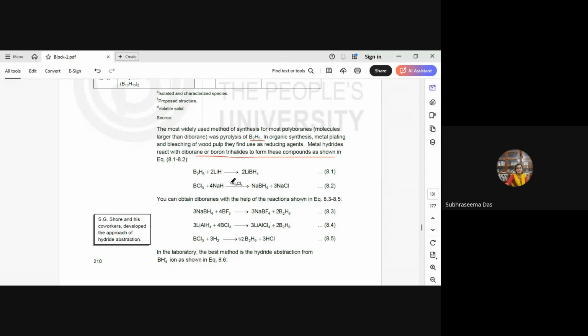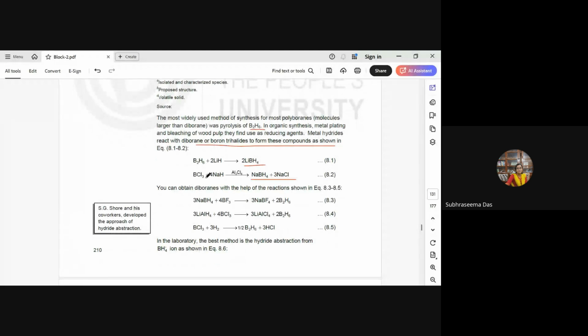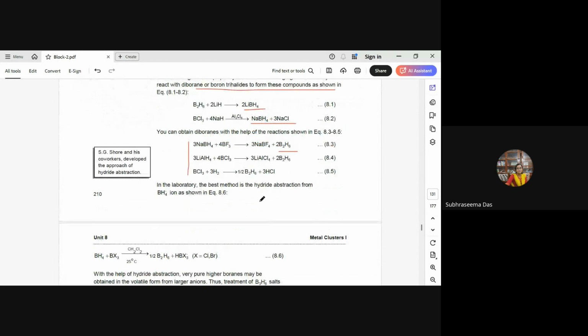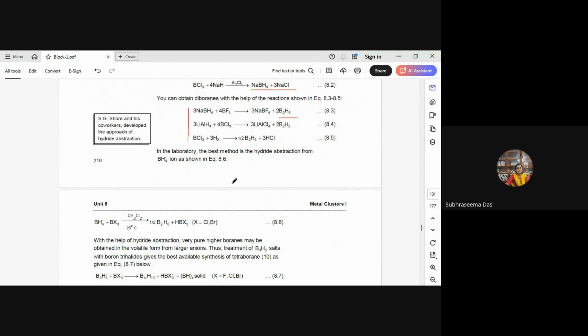So first, B2H6 plus LiH forms LiBH4, that is lithium borohydride. Then BCl3 plus NaH, sodium hydride, forms NaBH4 plus NaCl. We can also obtain diborane with the help of reactions like NaBH4 plus BF3, which forms B2H6, and LiAlH4, that is lithium aluminium hydride, plus BCl3, which forms B2H6. So in the laboratory, the best method for the preparation of diborane is the hydride abstraction of BH4 minus.